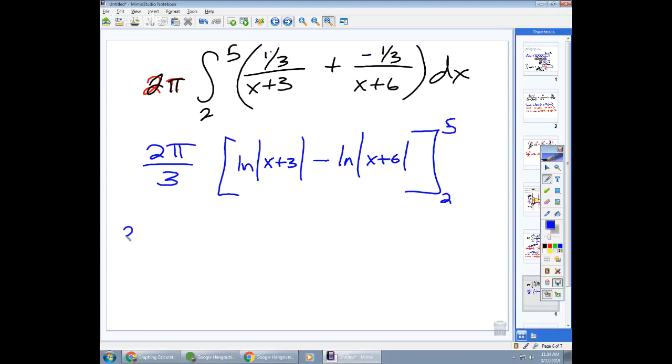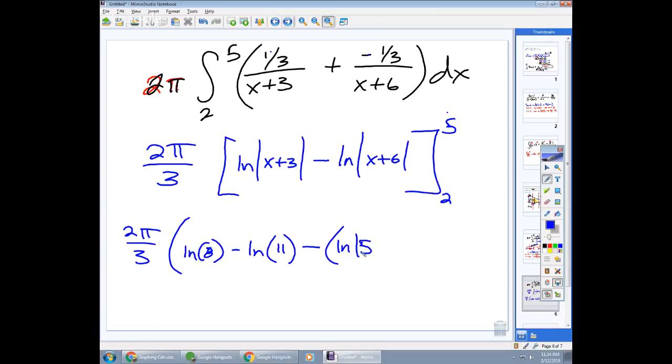Let's keep going, just for fun. 2 pi over 3 times, plug in 5 first. Remember, top number goes first. So that would be the natural log of 8 minus the natural log of 11, minus, parentheses, to be careful, plug in 2: natural log of 5, because they don't need absolute value anymore, minus the natural log of 8.